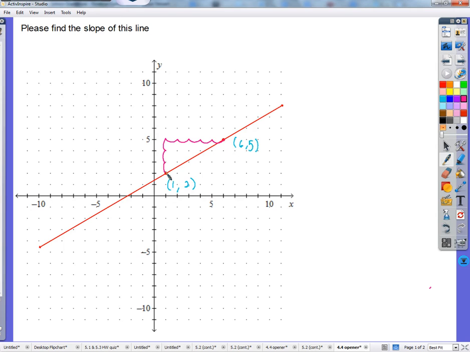So what we want is the rise, or the vertical change. Write that over here. Vertical change. Or another way to say it would be the change in y, since y is the vertical component to these coordinates. We just want this vertical change.